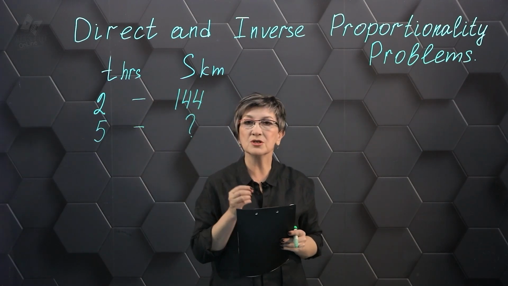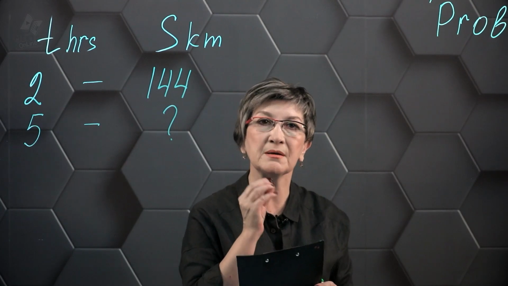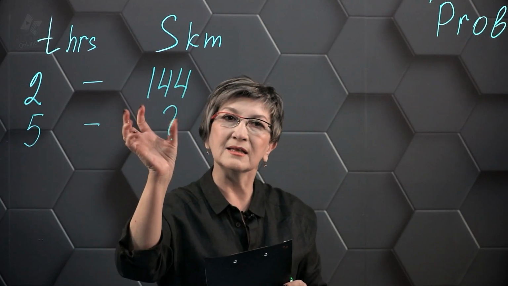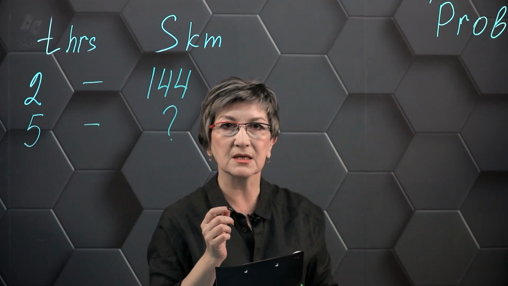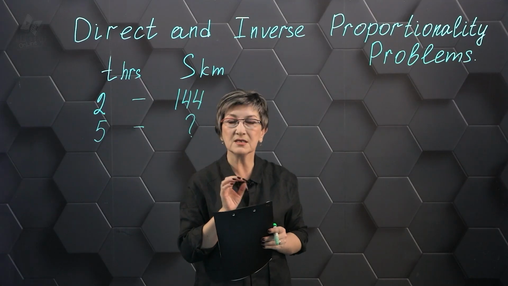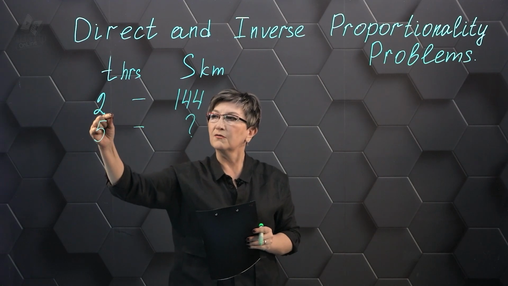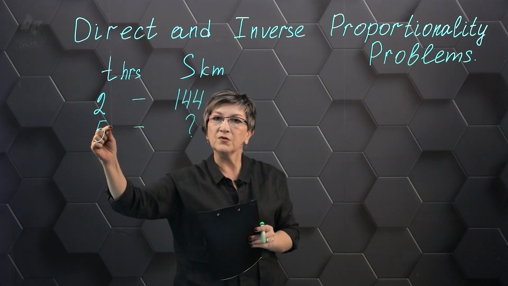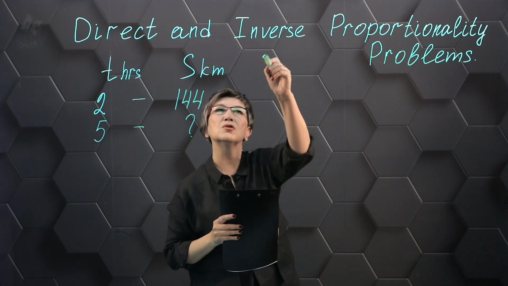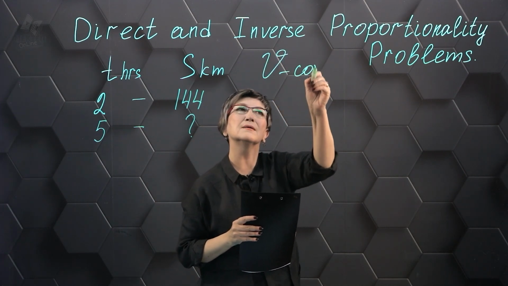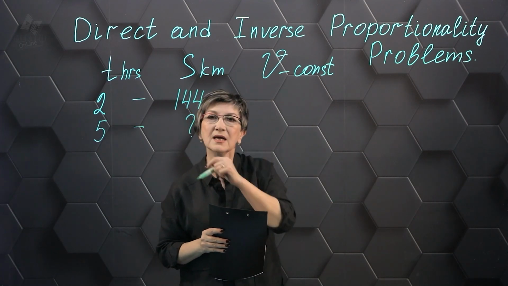Now we need to do a proportion. But before we can do a proportion, we need to understand whether these quantities are directly proportional or inversely proportional. In order to figure that out, we need to think about it. The amount of time we have is increasing. If we have a constant speed, then the distance is also increasing.